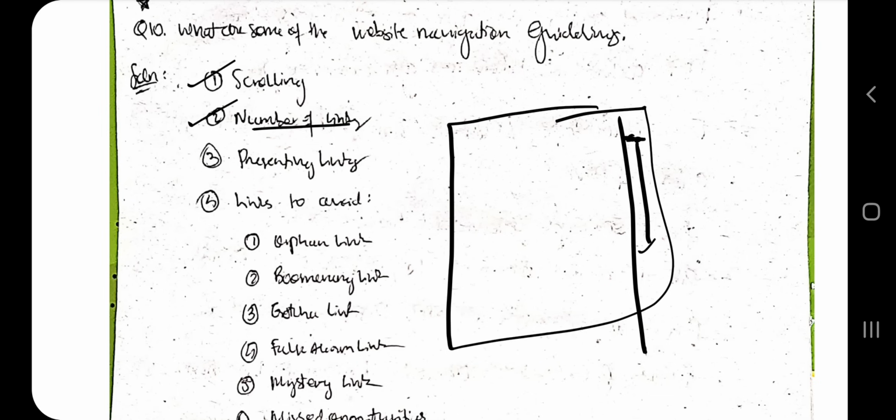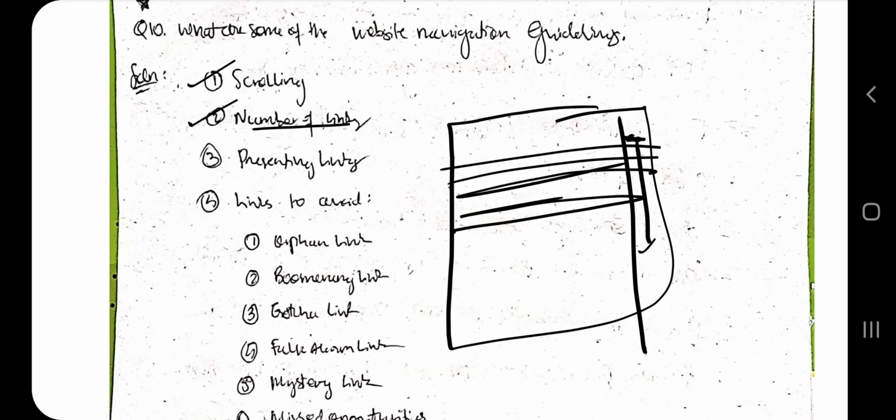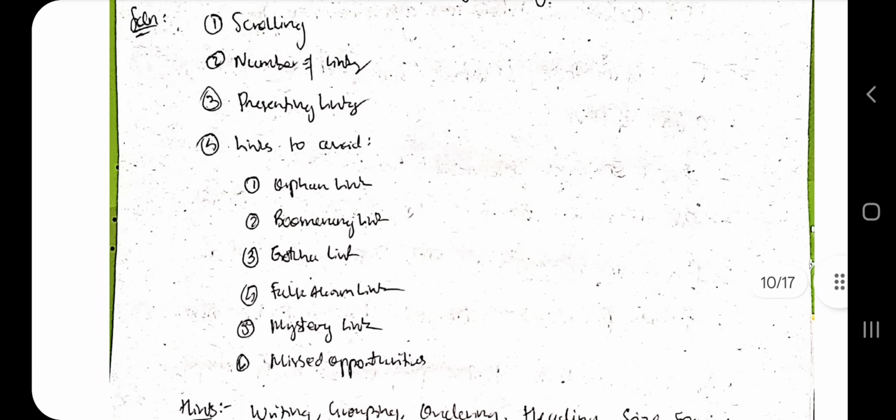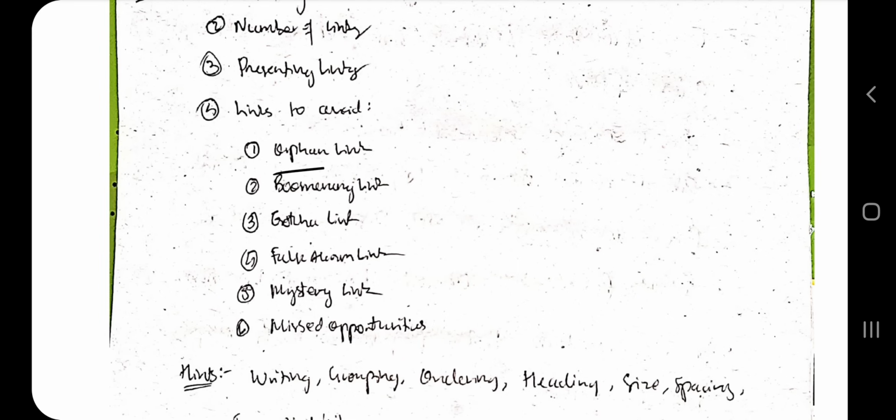And the number of links: if you have a large number of links here, will you be able to navigate the website? Obviously not. Presenting links, if they are all in a monotonic color and all look the same, there is no point. Some links to avoid are orphan link, boomerang link, gotcha link, false alarm, mystery and missed opportunities.